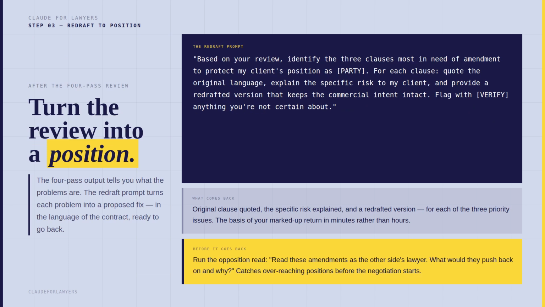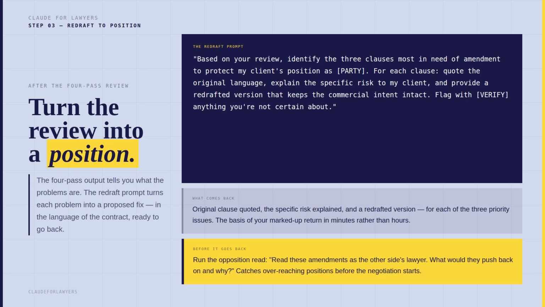Step 3, the redraft. Turn the review output into a marked-up position. The 4-pass output tells you what the problems are. The redraft prompt turns the priority problems into proposed fixes, in the language of the contract, ready to go back to the other side. Here's the prompt.